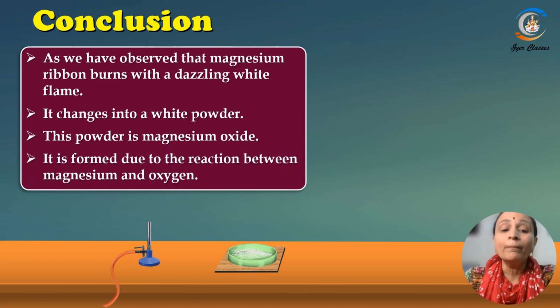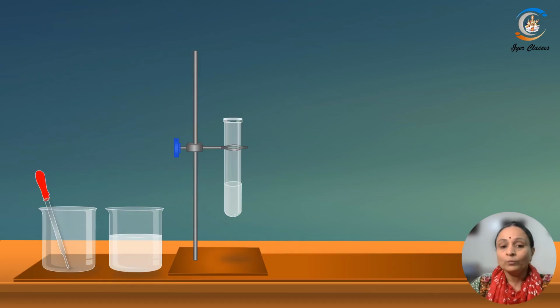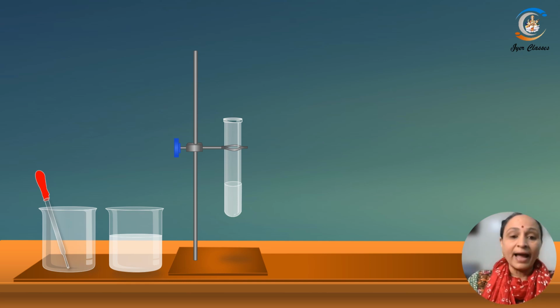So it is formed because of the reaction between the magnesium and the oxygen, right? Okay, now let us do another activity to show the chemical reactions.